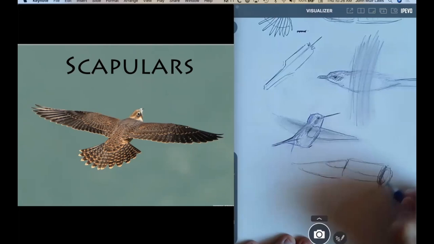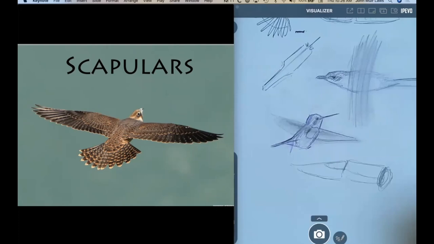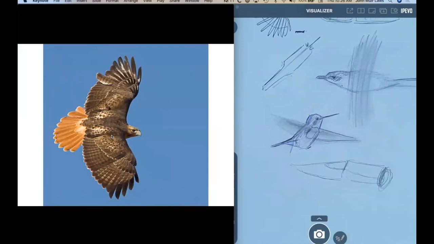If you can look at a wing and break it down that way in your head, you are way ahead of the curve. Go to the front of the class. Very nice white scapulars on a red-tailed hawk. Little out of place feather there. Someone's probably in the process of dropping out and being shed and molted.